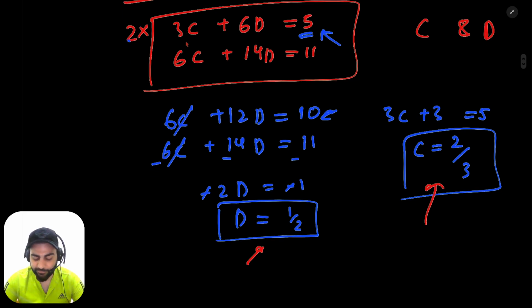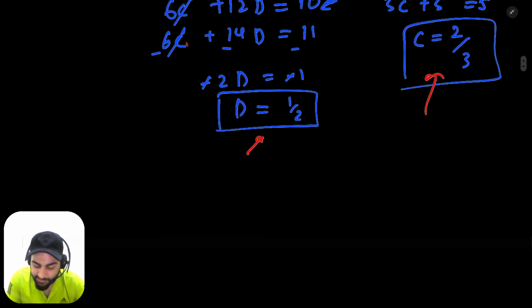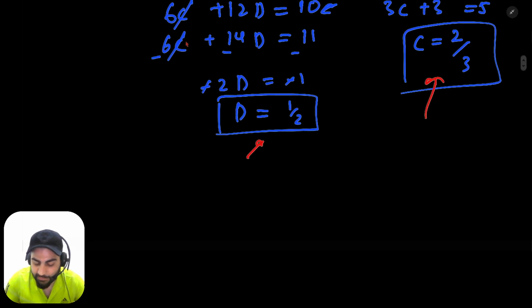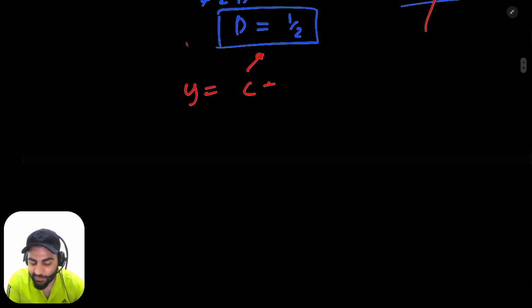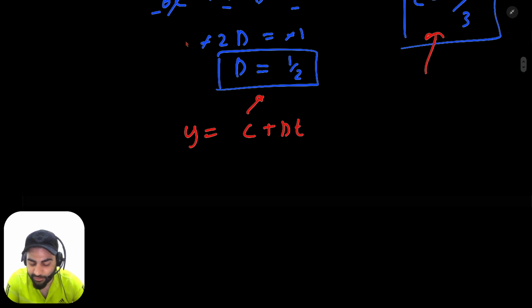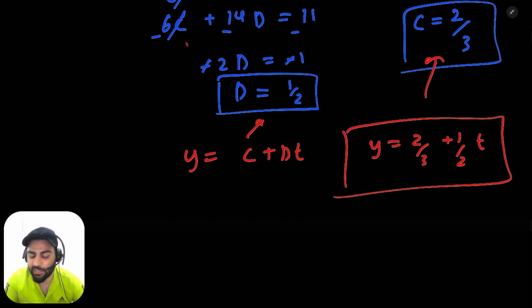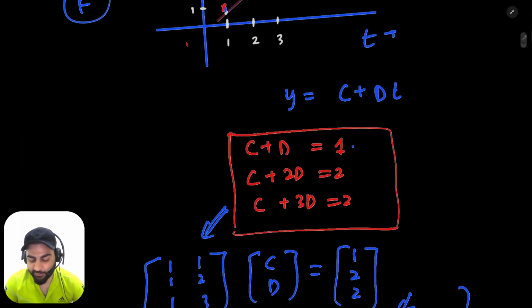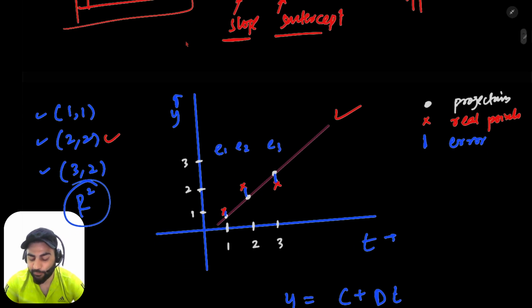Okay. So if these parameters are found, the equation that I wrote, that was y is equal to c plus dt. So now I have the equation y is equal to 2 by 3 plus 1 by 2 t. This is the line that we have. Is it clear how I did the calculations and found the equation? Now what I want to do is find the projections.